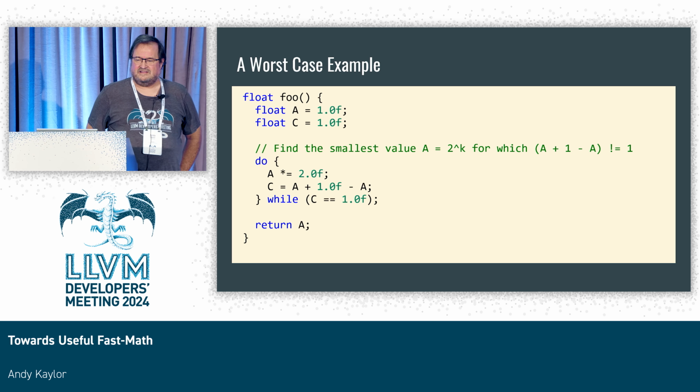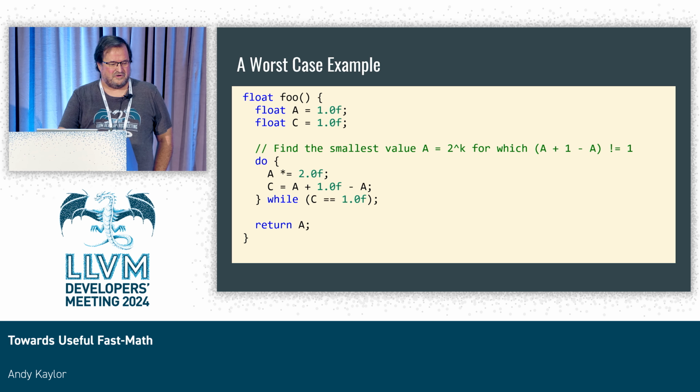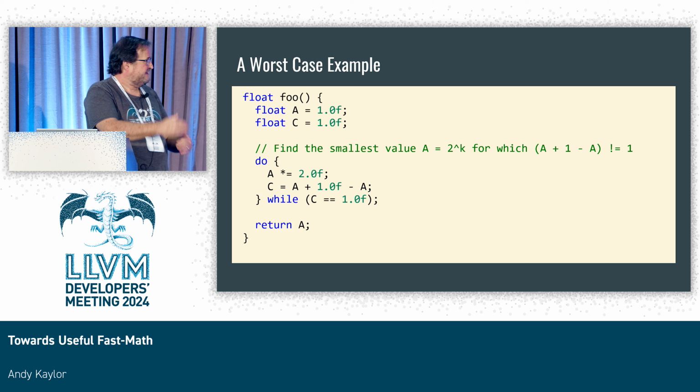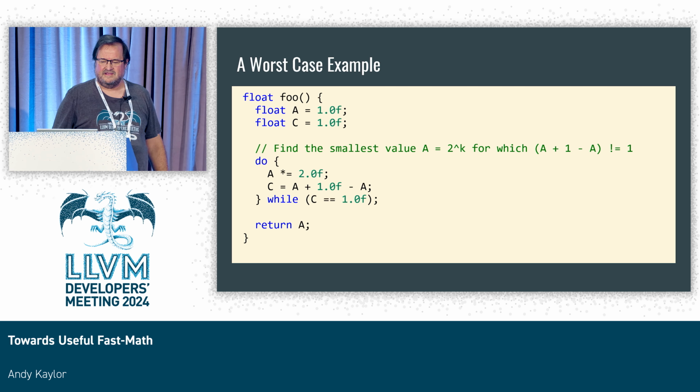So to wrap this section up, I wanted to give the worst case example. This is something I actually came across recently. This is from a classic algorithm that is trying to programmatically detect the mantissa and machine epsilon. And it's doing that by looking for the smallest value of the form 2 to the k for which a plus 1 minus a is not equal to 1. So it's doing this in a loop, trying to find the limit where that has gone over.